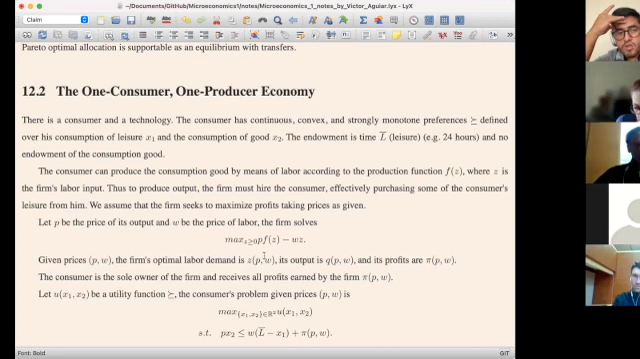The consumer is the sole owner of the firm and receives all profits earned by the firm, okay? So essentially, as I told you, Robinson wrote this algorithm to decide how many coconuts he's going to produce. The firm is programmed to maximize profits. The firm produces coconuts, generates the profits, and then gives all the money back to Robinson, okay?